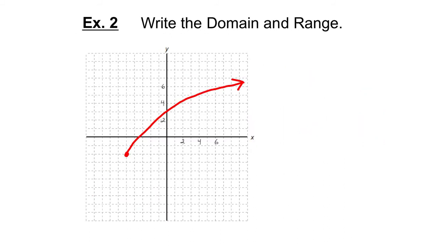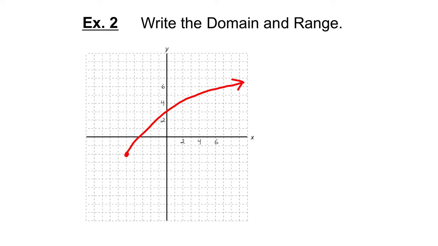Now what about this graph? Let's try the domain and range for this one. This function, notice it starts here. This is a point. There's no arrow right here. So the function starts at this point and then it goes upwards. Now there's an arrow. It keeps going from that point on. But the function does not exist anywhere over here.